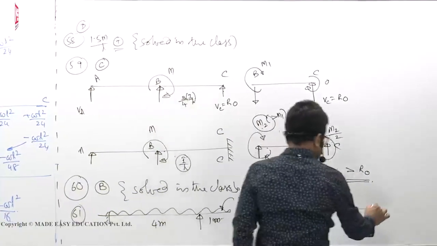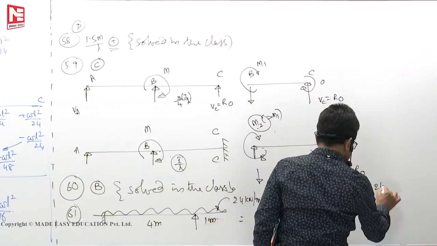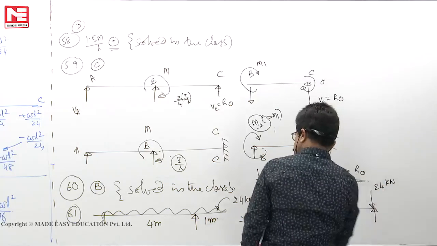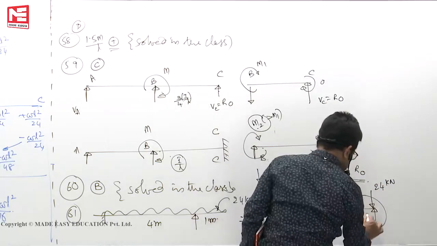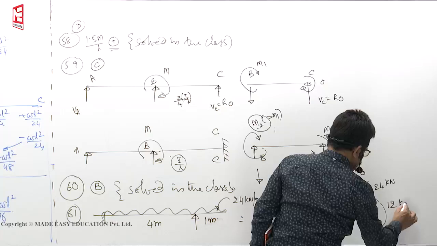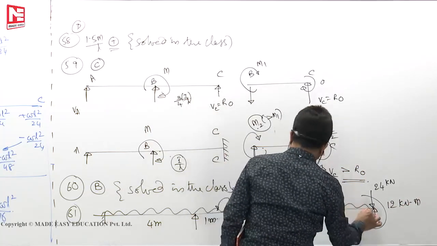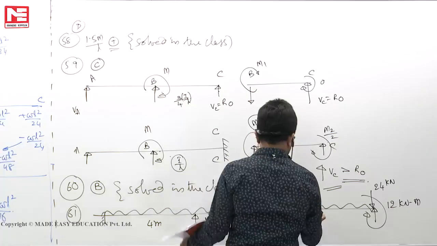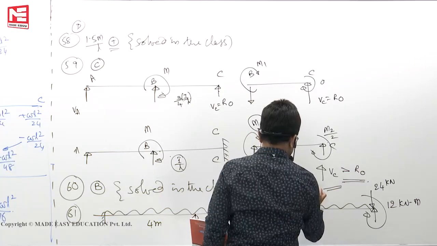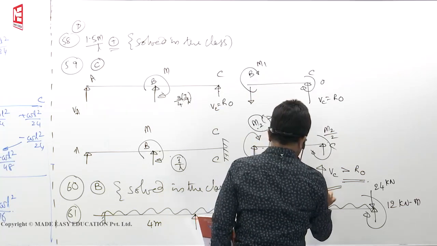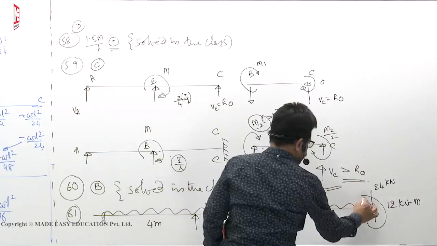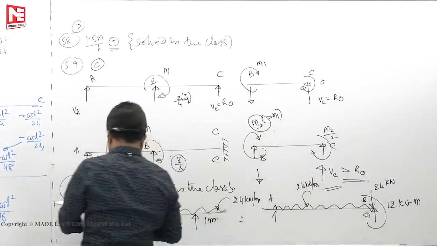Remove that 24 kilonewton load down, and the moment is 24 into 1 into 1 by 2. WL square by 2 means 12 kilonewton meter. And there is a UDL of W, 24 kilonewtons per meter. Okay. Now this point, let us say AB. This is the loading condition.